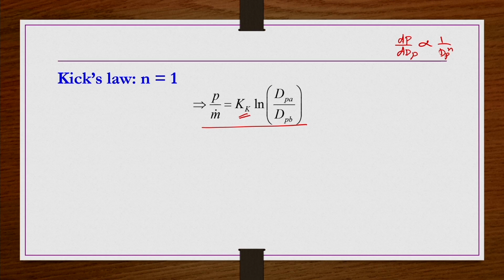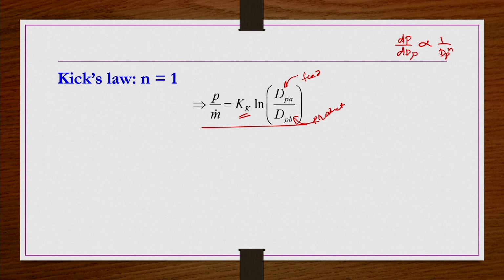It is again a dimensional quantity. It is not a dimensionless quantity, it also has dimensions. And then, same as the previous case, dPa is the feed average size and dPb is the product average size. Now here also, what we understand is that as long as the dPa by dPb ratio remains the same, the power requirement is going to be the same.